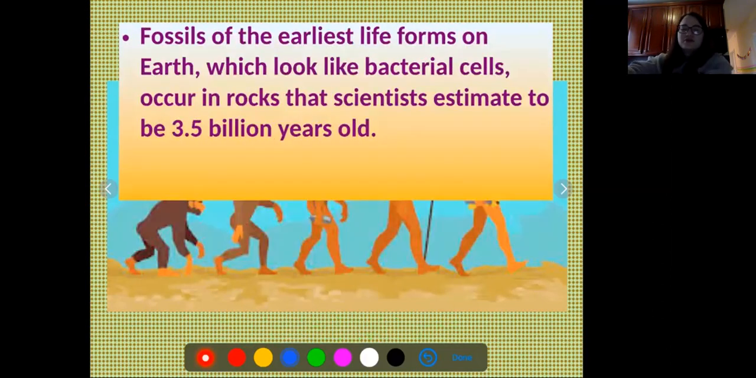All right, I think this might be the last one, but don't quote me on that. Fossils of the earliest life forms on Earth, which look like bacterial cells, occur in rocks that scientists estimate to be 3.5 billion years old. So what evidence are we talking about here? Well, we're looking at fossils, we're looking at how old those fossils are, and we're looking at what the organisms look like. So what type of evidence do you think this is?